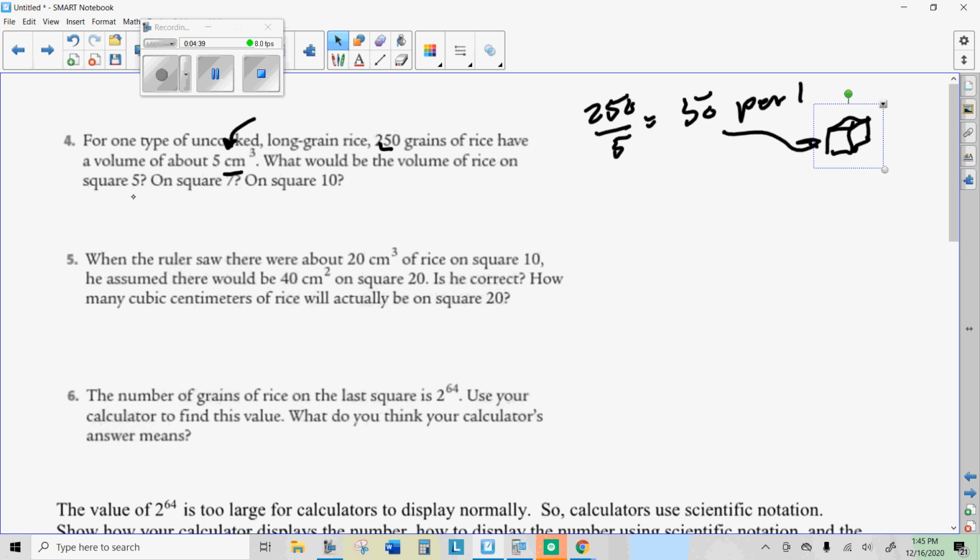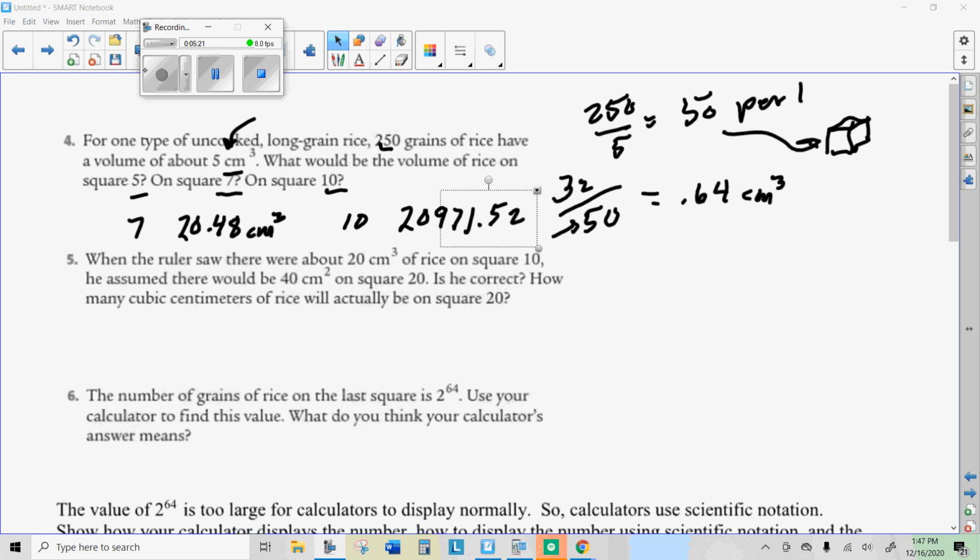So to figure out how many are on square 5, we know there's 32, right? We have to divide that by how many grains there are in 1 cubic centimeter. So 32 divided by 50 is 0.64 cubic centimeters. So actually 32 grains is less than 1 cubic centimeter. All right. Oh, we're supposed to figure out square 7 and square 10. Go ahead and do that. Take the number on square 10 divided by 50 to turn it into cubic centimeters.